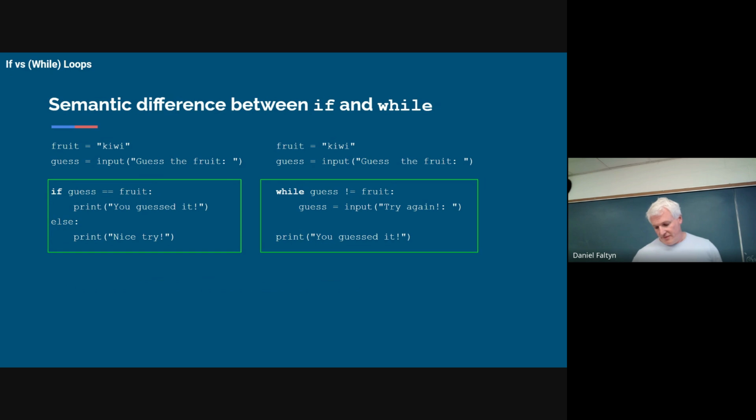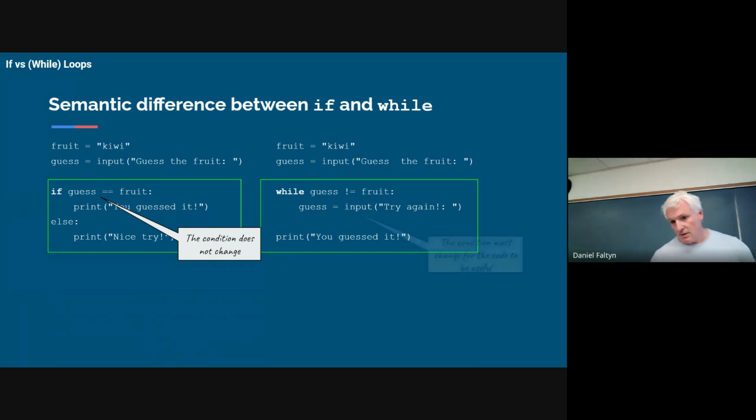The semantic differences, though, are what's important. With an if statement, the condition here doesn't change. We hit this line of code one time, and that's it. Now, you might run the program again and hit it again, but that's a whole different story. Over here, this gets hit over and over and over again until this condition is met. At that point in time, we drop out. So that condition must change for this code to be useful.